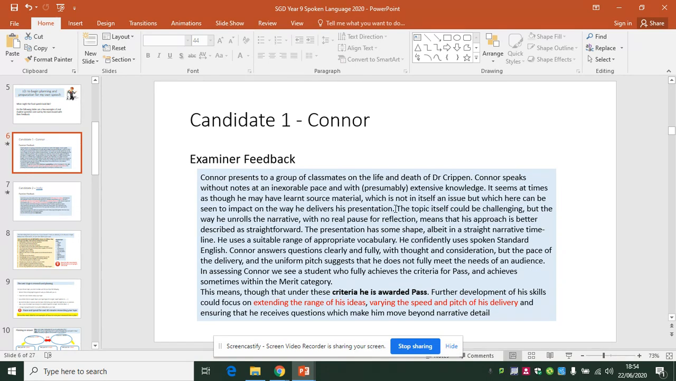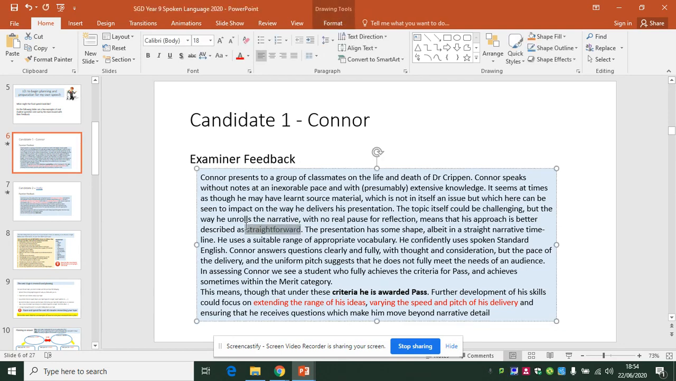That just means that although he knows it really well, he's talking too fast. The topic itself could be challenging, but the way he unrolls the narrative, no real pause for reflection, means that his approach is better described as straightforward. Straightforward is one of the words on the marking criteria. This presentation has some shape, that's another word for structure, but it is a bit straightforward, and in terms of the narrative, it's quite linear.